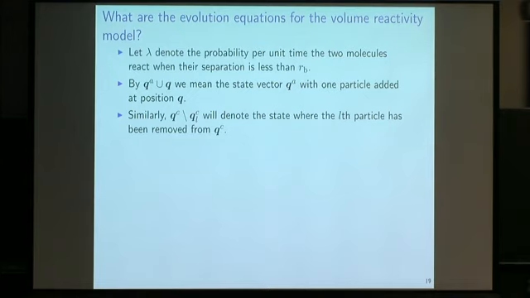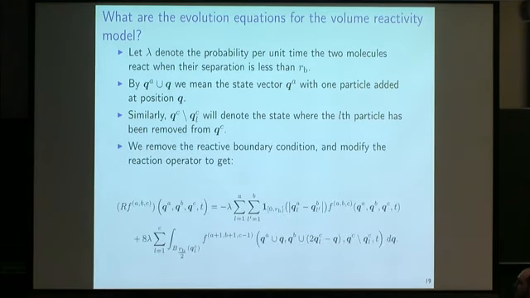So the volume reactivity model, we said molecules react with some probability per unit time when they're closer than a reaction radius. So let's call that probability per unit time for A plus B goes to C lambda. Okay? So this is the rate of reaction when two molecules are close enough. If we're going to have a reaction, we need a way to add and remove molecules. So QA union Q means to the species A state vector, I add an A molecule at Q. QC slash QLC means I remove the Lth molecule of species C from the QC state vector. Okay? Told you the notation can be a little cumbersome.